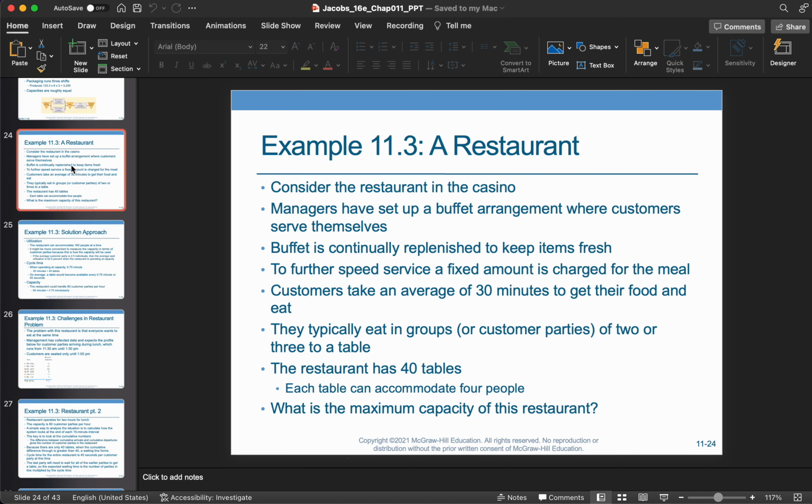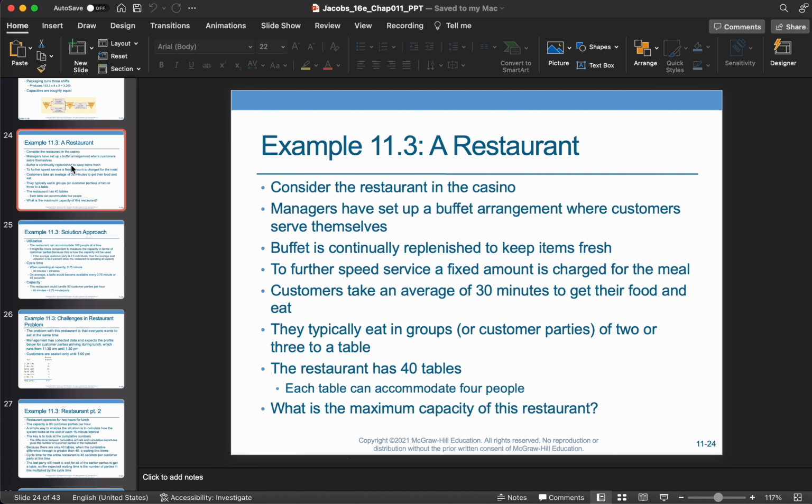Now let's look at the restaurant example. So consider a restaurant in a casino, in the same casino. Managers have set up a buffet arrangement where customers can serve themselves, and a buffet is continuously replenished to keep items fresh. To further speed the service, a fixed amount is charged for the meal. Customers take an average of 30 minutes to get their food and eat. They typically eat in groups of either 2 or 3 at a table, and the restaurant had 40 tables.